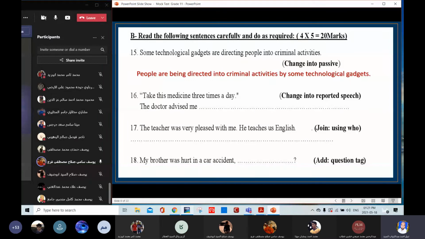Okay, the third sentence here, join using who. Mina. The teacher who teaches us English was very pleased with me. Again, please. The teacher who teaches us English was very pleased with me. Excellent, Mina. Thanks a lot. So here, Mina chose who to join the two sentences, and usually we use the relative pronoun, then the second sentence. So the teacher who teaches us English was very pleased with me. Thank you so much, Mina.